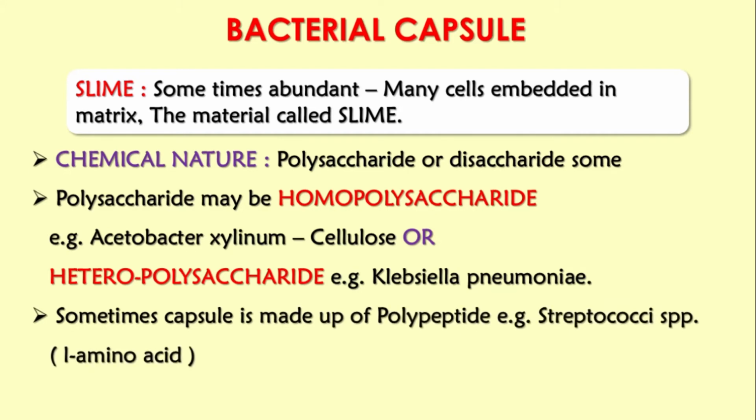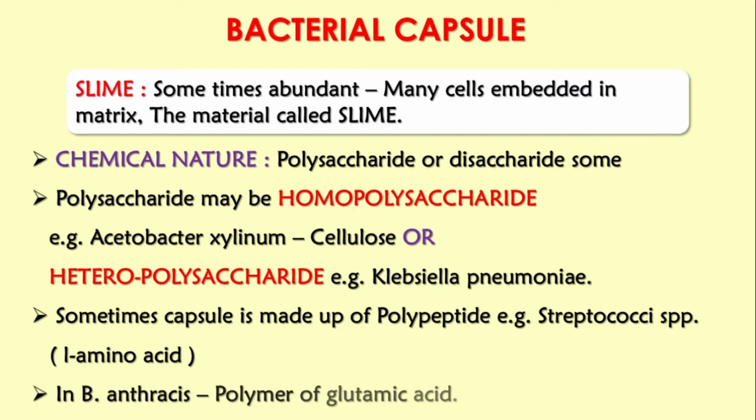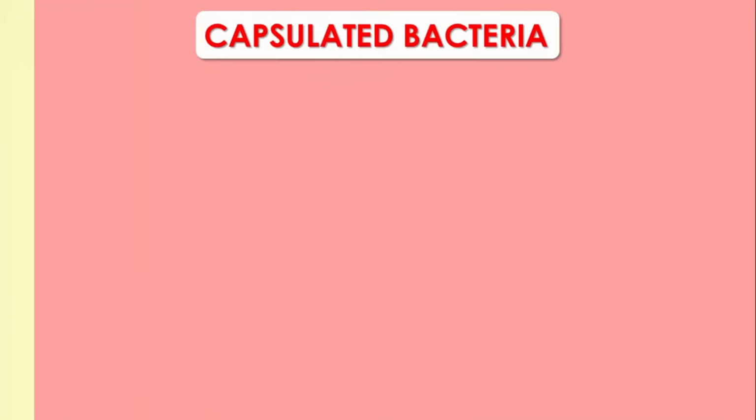The next one: sometimes the capsule is also made up of polypeptide. The best example is Streptococcus species, which contain L-amino acid, polypeptide in nature. In some cases, in Bacillus anthracis, it is a polymer of glutamic acid. So this is the chemical nature of the capsule: most commonly polysaccharide, or sometimes polypeptide, or glutamic acid.